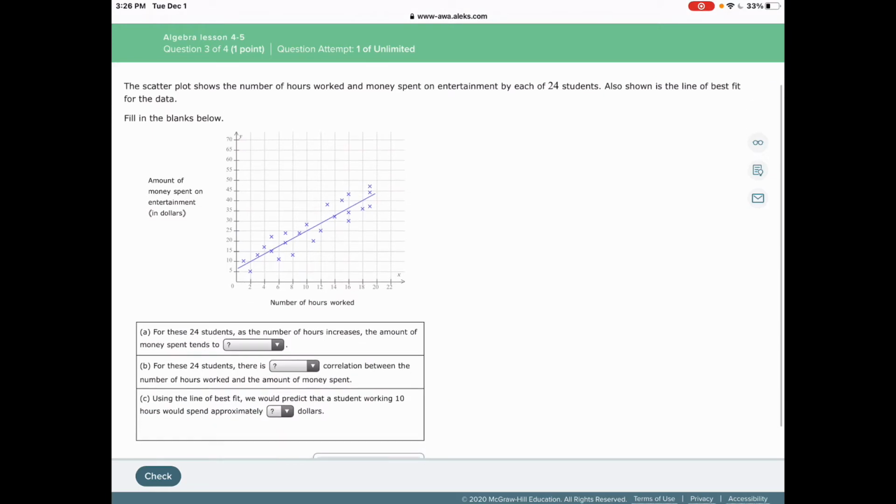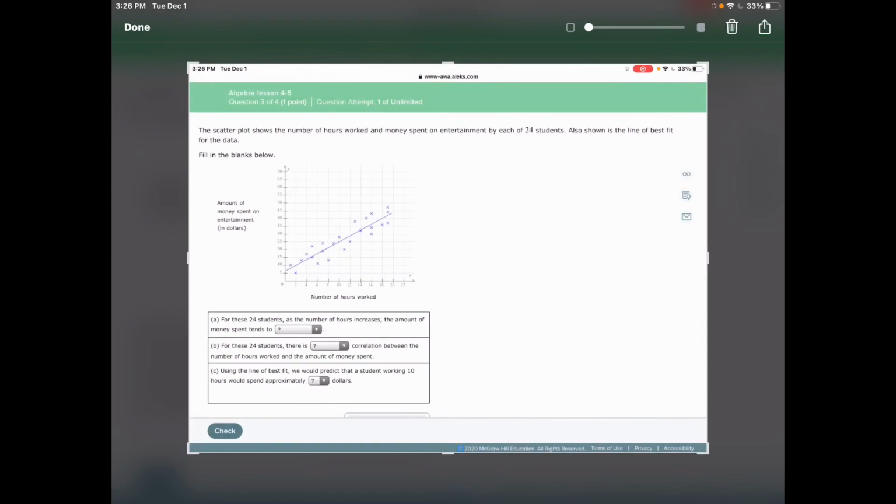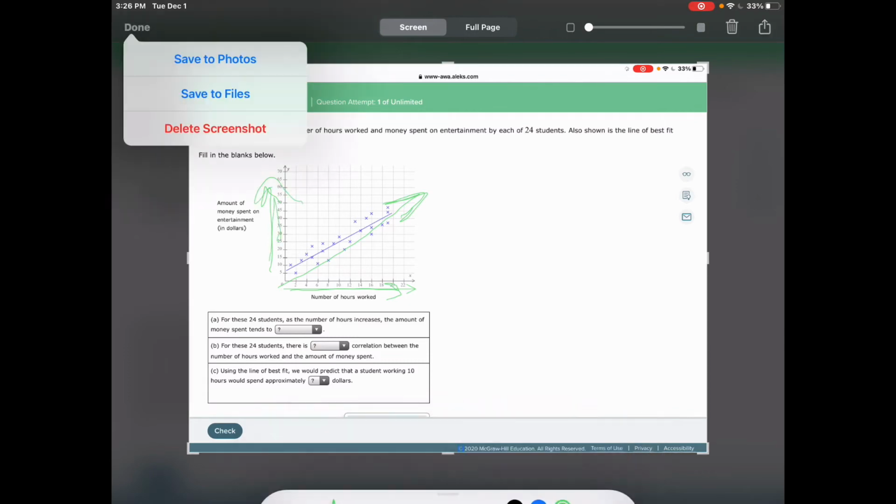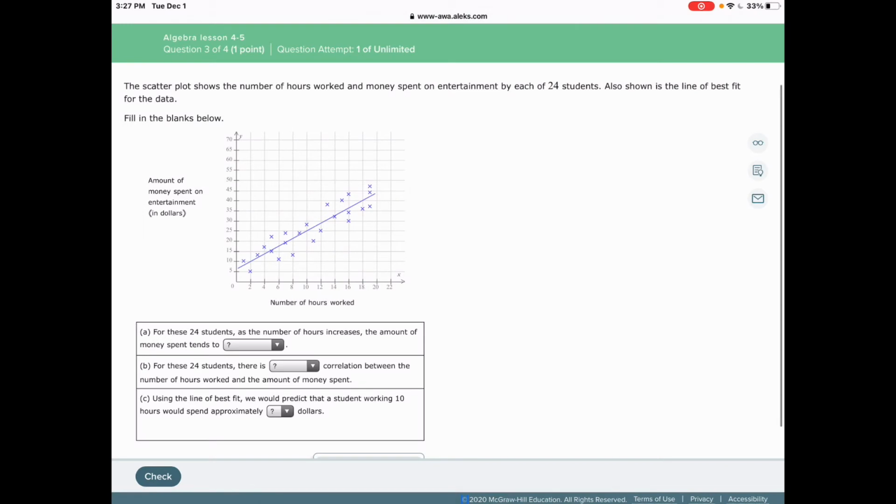For these 24 students, as the number of hours increases, the amount of money tends to, and so what we're going to do is look, as the number of hours increases means look this way. What is happening to our amount of money spent? It's going up, right? So as my hours worked gets more, my amount of money spent is going to go up. So we'll look for that option.